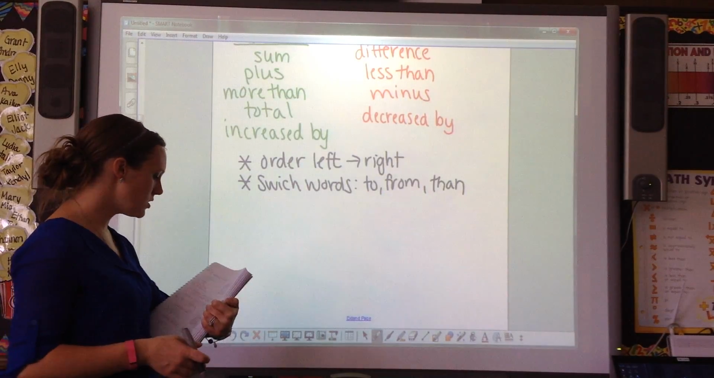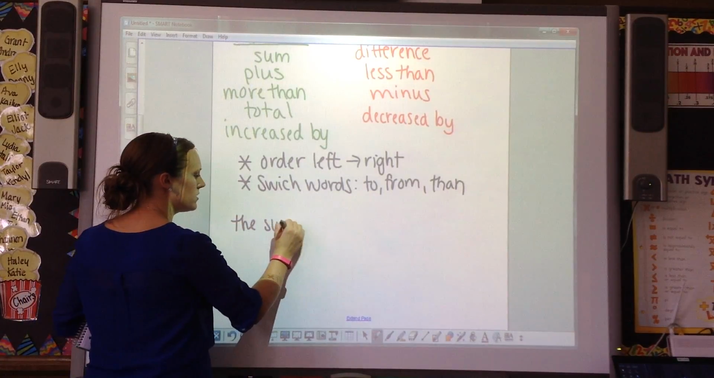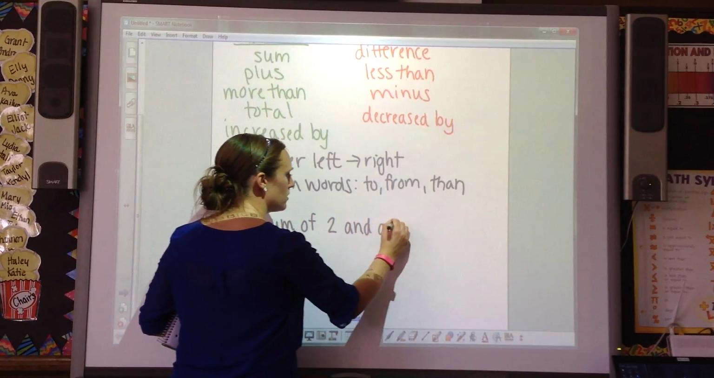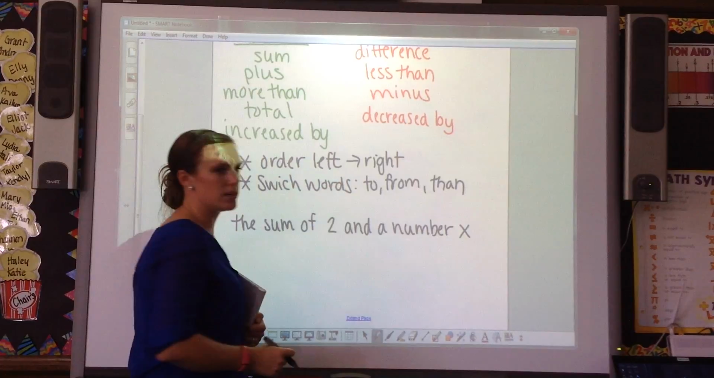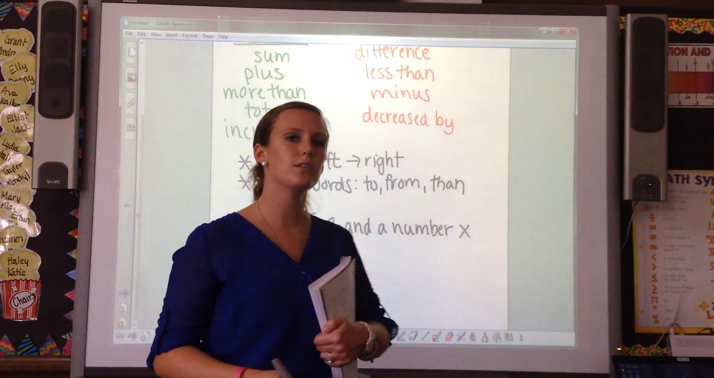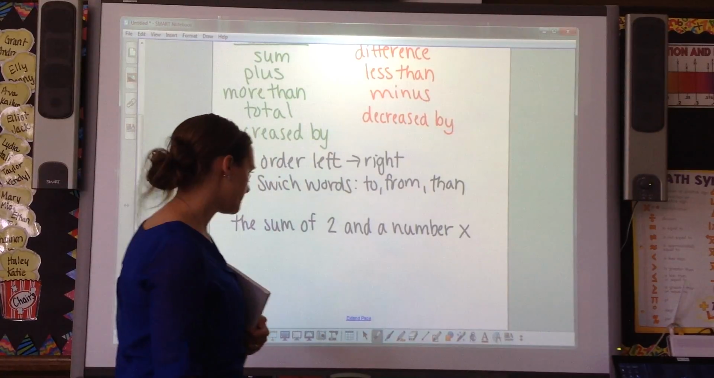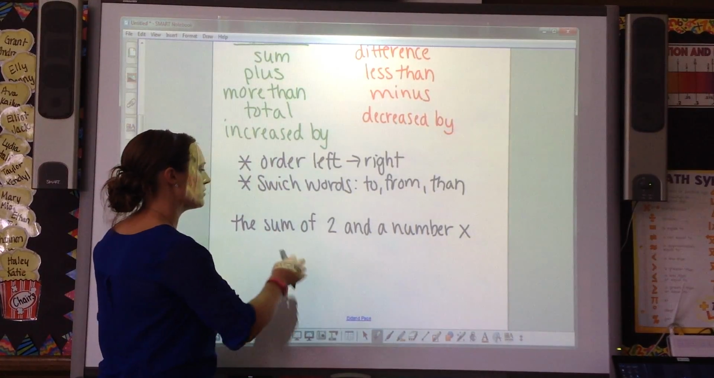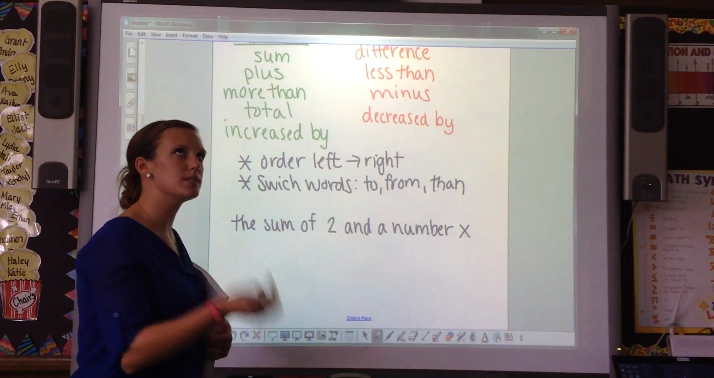Okay, let's do some examples of these. The sum of 2 and a number x. Please write this down. In this example, they give you what your variable should be. They're not always going to give you the variable. The sum, that means add, so I know which operation we're doing. There are no switch words here, so I'm going to use the exact order.